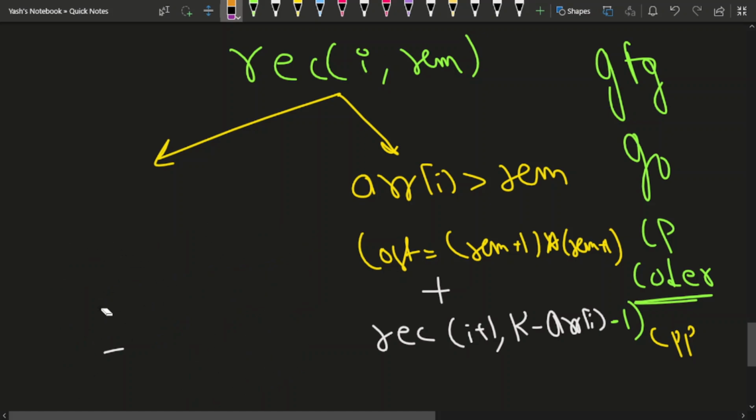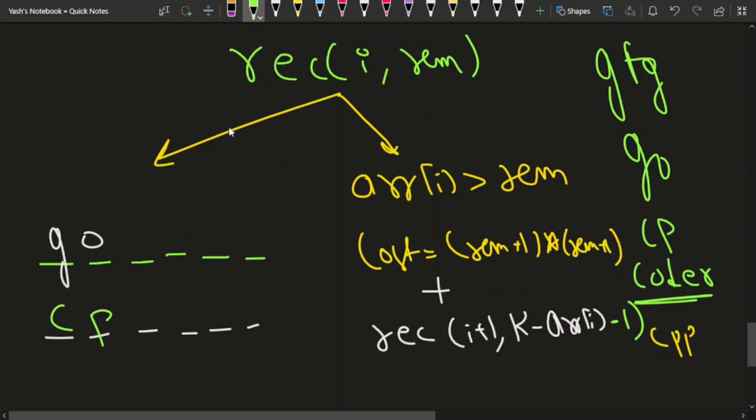Another scenario can be that you are currently at a stage such that you have the current word, let's say go, and you have the choice to either put CP in this line only, without paying any cost, and then calculate the remaining number of words. Or you choose not to put CP in this line, move to the next line, and put the CP word there. So these are the two choices that you have here as well.